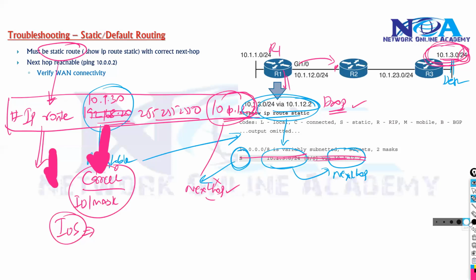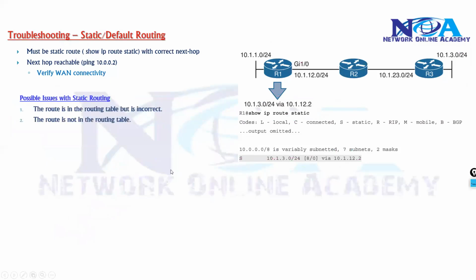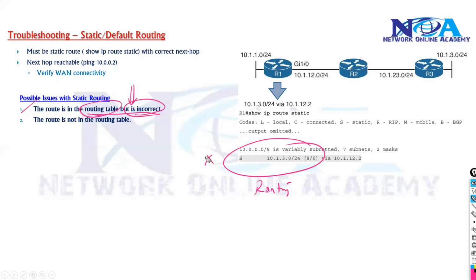Okay, so these are the prerequisite things we need to know before we go ahead. Let's see what the possible issues with static routing are. Mainly, when troubleshooting static routing, we need to check two things. The first thing is that the route must be in the routing table. If you see the route in the routing table but it is incorrect, maybe you misconfigured it, that might be one possible issue. Or you don't see the route at all, that is the next possible issue.